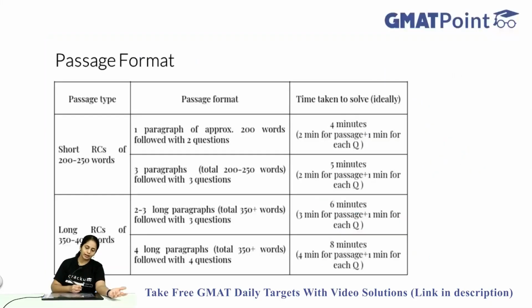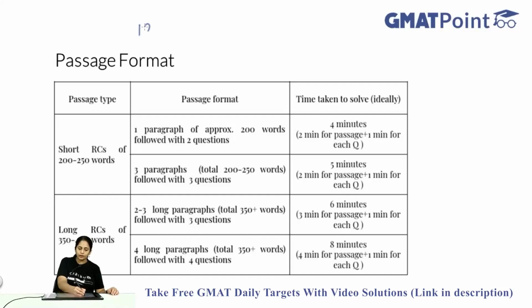So let's take a look at the type of RC that come. You might get a short RC, which is basically something which is 200 to 250 words, or you can get a longer RC which is like 300 to 400 words. So when you have a short RC, you have fewer questions, like 2 or 3 questions, and when you have a longer RC, you have 3 to 4 questions. Ultimately, overall, what you will be asked is somewhere around 13 to 14 questions.